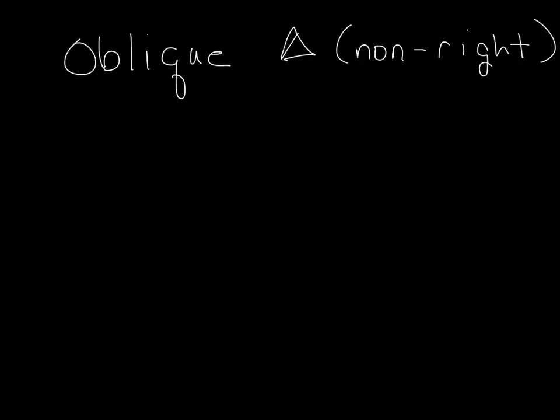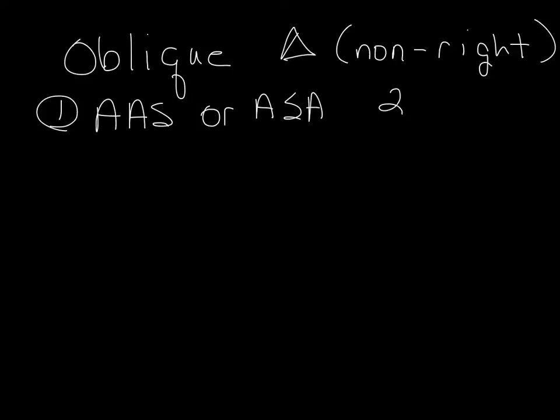Now, there are 4 cases for oblique triangles. You could be given angle, side, angle. Does this sound familiar? Yes. We're going to approach it a little bit differently this time. This means that you're given 2 angles and 1 side. That could be the given information. 2 angles, 1 side.